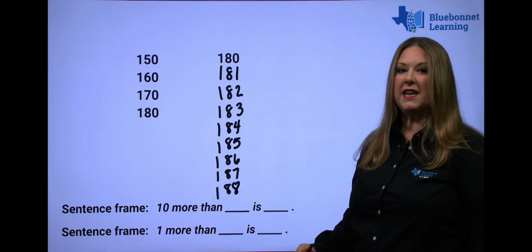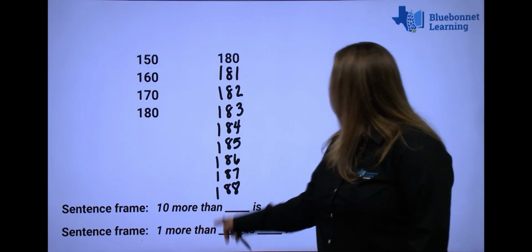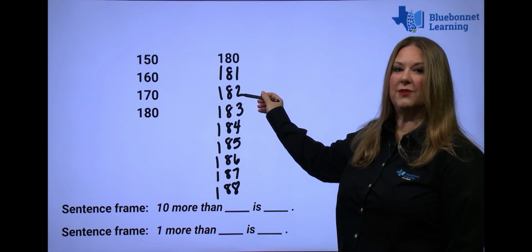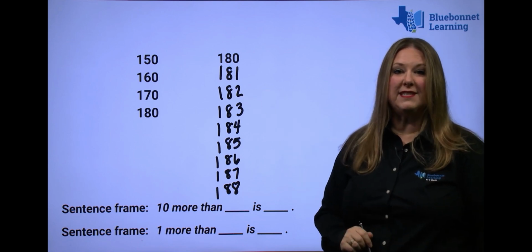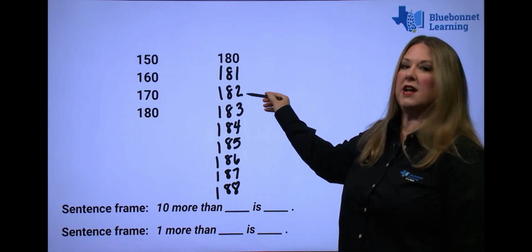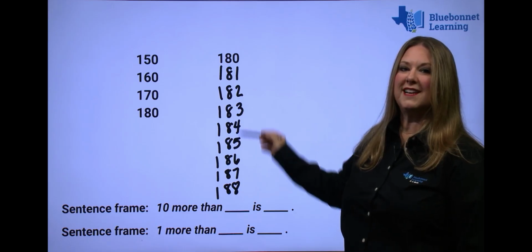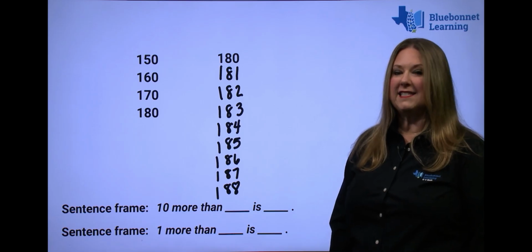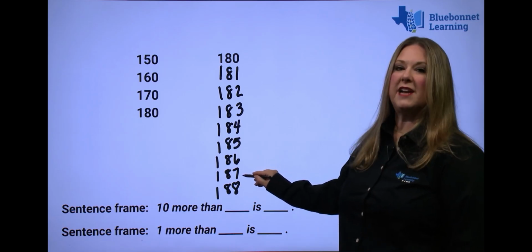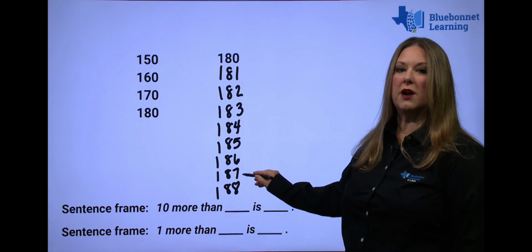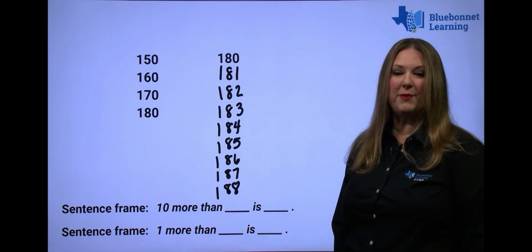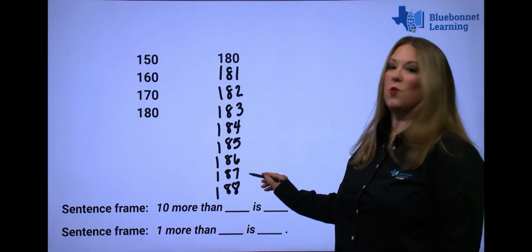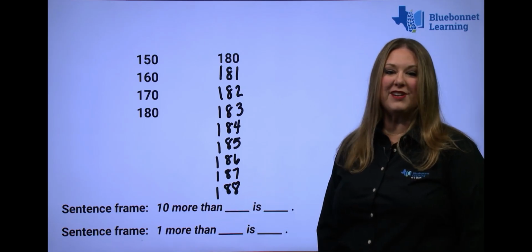Let's do the next one together. 1 more than 181 is 182. Now let me hear you say the next one. We're going from 182 and 1 more. Use our sentence frame. Excellent. What if I went from 187? What is 1 more? Can you use our sentence frame and say that for me? Lovely. You said one more than 187 is 188.